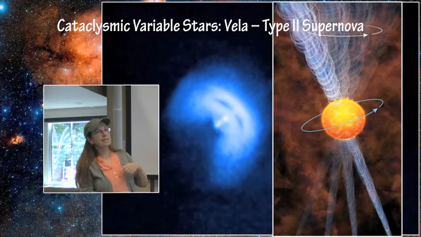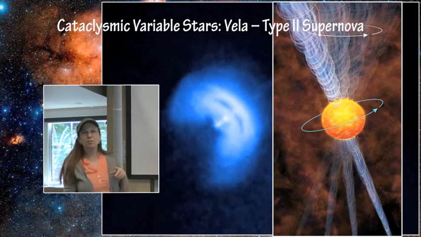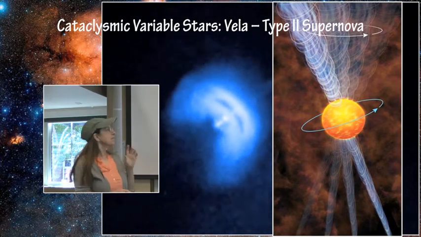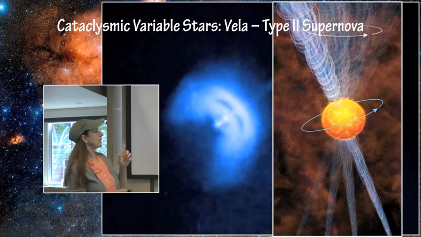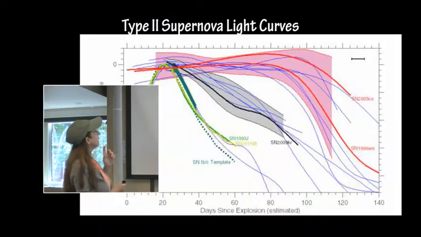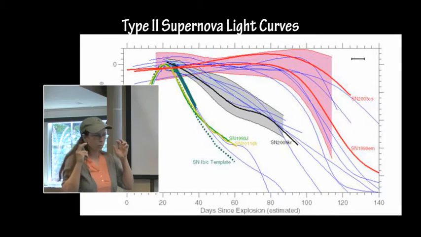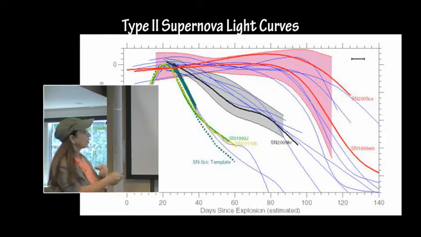You know, the Earth precesses in a 26,000-year cycle. Well, this pulsar is rotating about 11 to 12 times a second, and it has a precessional period of only 120 days. Here are some, quote, typical, unquote, type 2 supernova light curves.